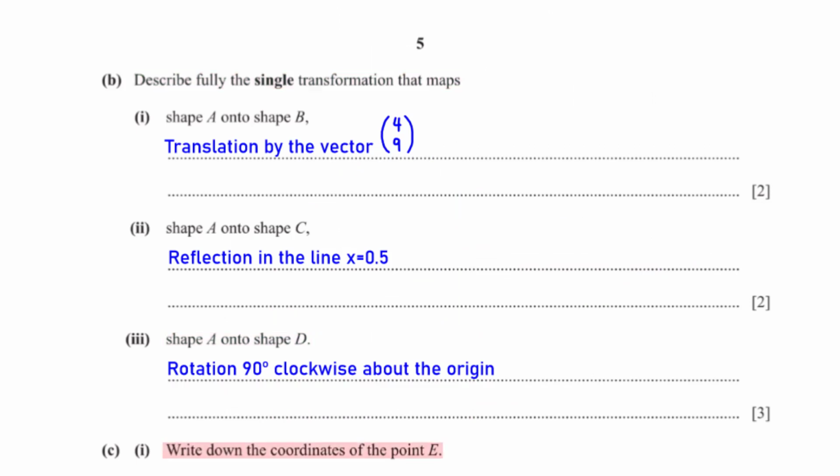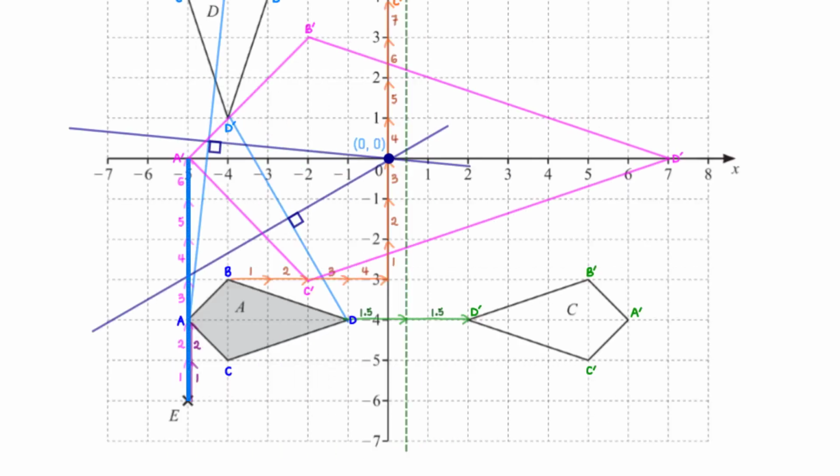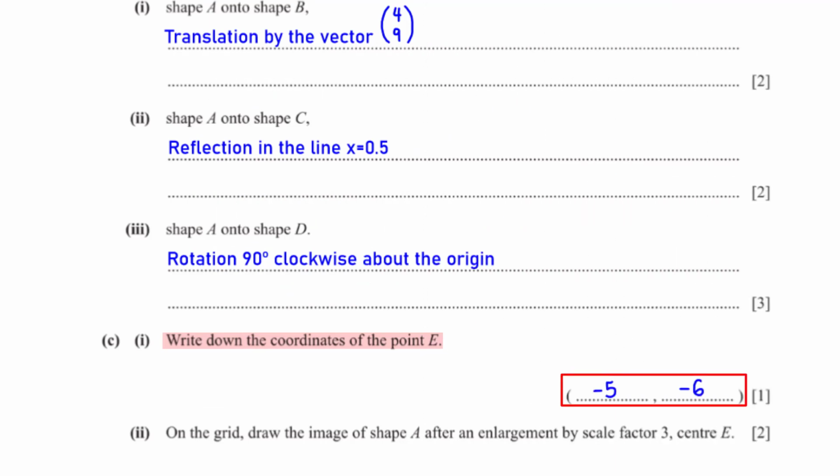Write down the coordinates of point E. When we map point E onto the x-axis, we get -5. And when we map it onto the y-axis, we get -6. And so we have (-5, -6).